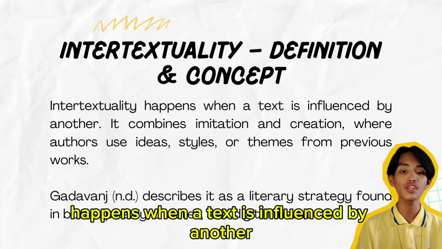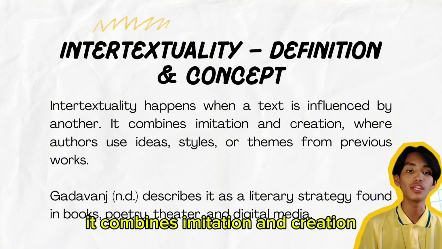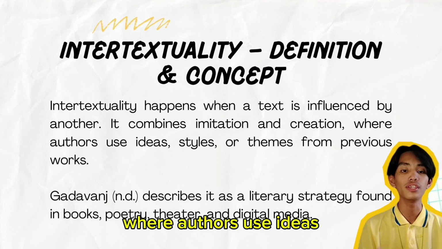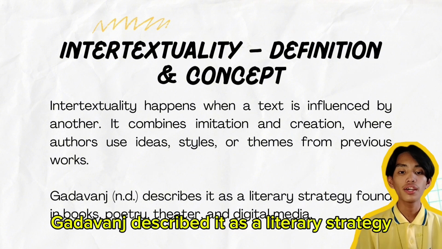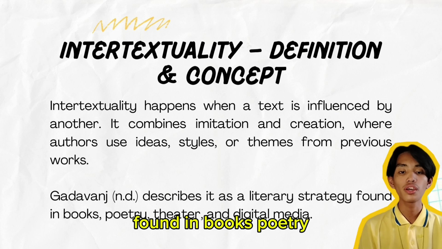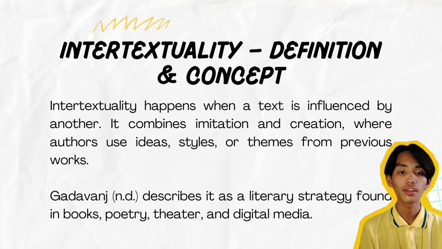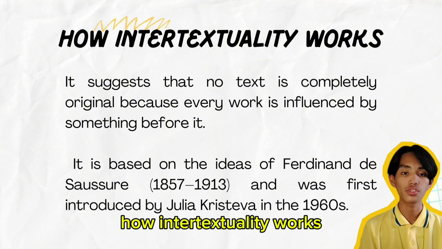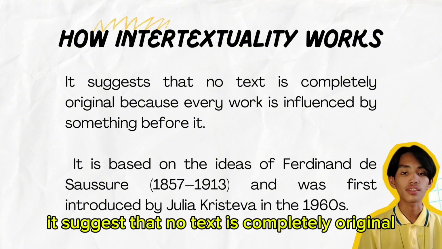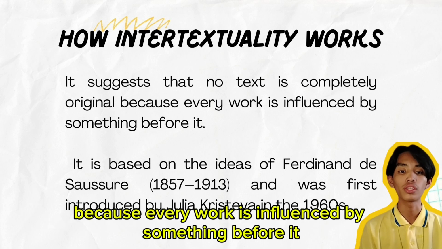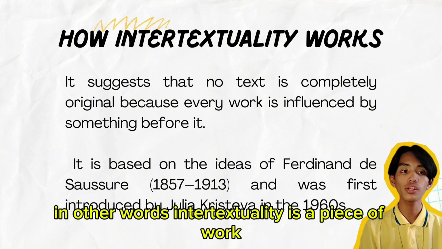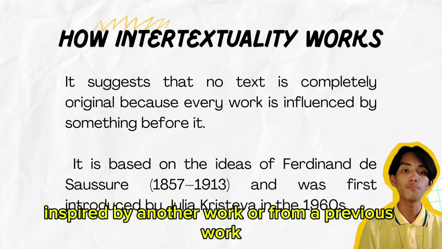Intertextuality happens when a text is influenced by another. It combines imitation and creation, where authors use ideas, styles, or themes from previous works. Gadavani described it as a literary strategy found in books, poetry, theater, and digital media. How intertextuality works: it suggests that no text is completely original because every work is influenced by something before it. In other words, intertextuality is a piece of work inspired by another work or from a previous work.